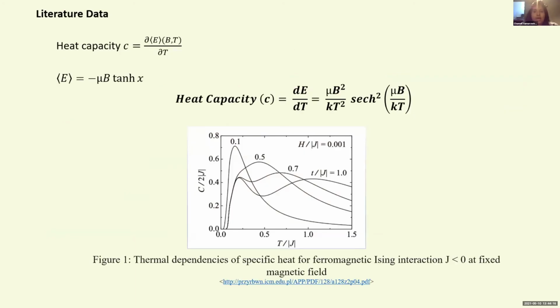Then just to compare with literature, I shared this graph here from a paper I saw. We can see that the peak intensity and the peak width decrease with decreasing B, the external magnetic field, at negative spin-spin coupling.